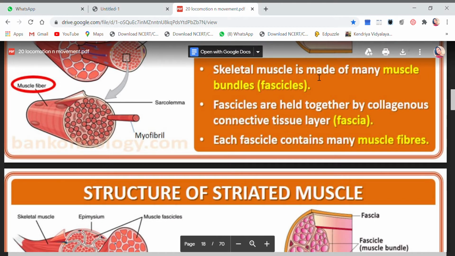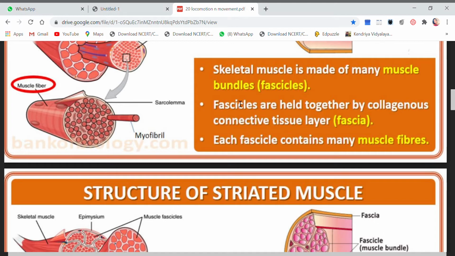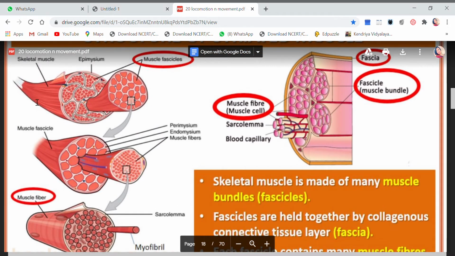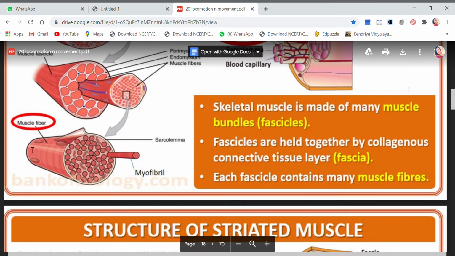Children, skeletal muscle is made up of many muscle bundles. We had done this in the first part of the video. Those bundles were called fascicles. Each skeletal muscle had a lot of bundles, and these bundles were called muscle fascicles. Each muscle fascicle then had muscle fibers. You see, these are all muscle fibers, and when each muscle fiber was seen through a microscope, it had a plasma membrane which we call the sarcolemma, and a cytoplasm which was known as the sarcoplasm.